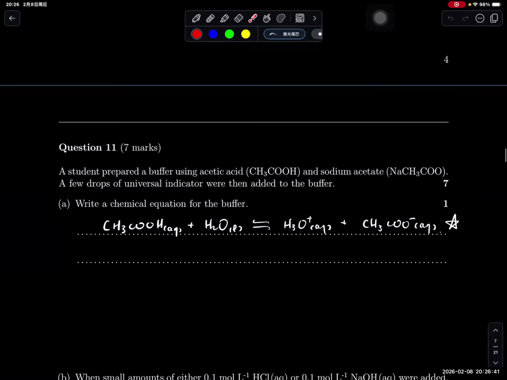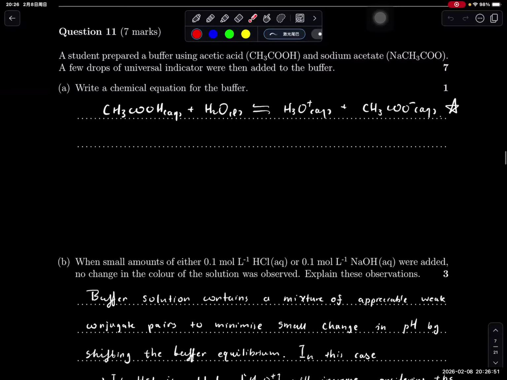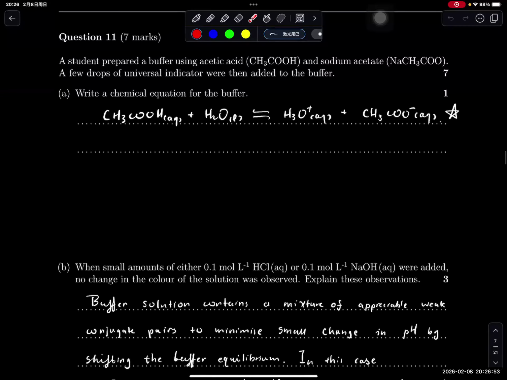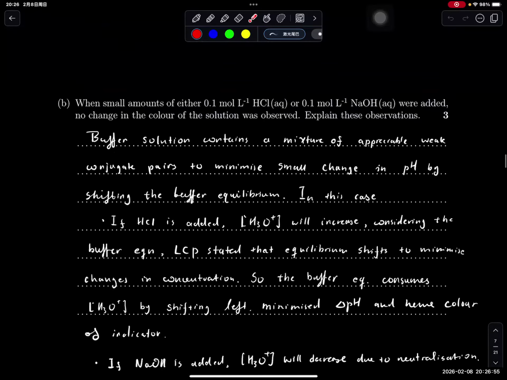Question 11. A student prepares a buffer using acetic acid and sodium acetate. A few drops of universal indicator were then added to the buffer. Write a balanced chemical equation. There it is. And I note this equation as equation star for future reference.